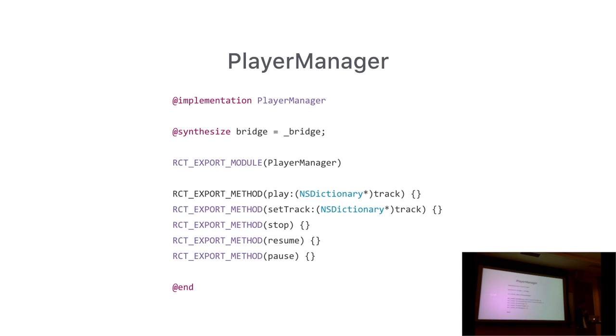Then you use export method to export methods so that they are available on the object. And the cool thing about this is that these objects are created dynamically when you start the app. So React gets the information based on these macros and just creates a player manager object, and then loops through all the macros that you define and just creates these methods on that object so that you can call them.